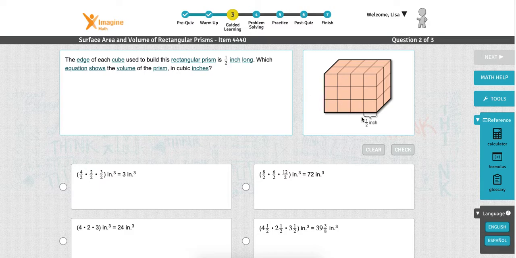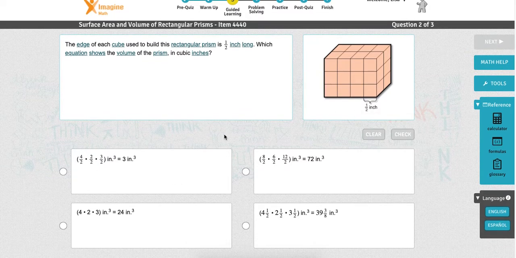Remember, since we've got fractions down here, 2 is the same as 4/2. 1, 2, 3, 4. 1 is the same as 2/2. 1, 2.